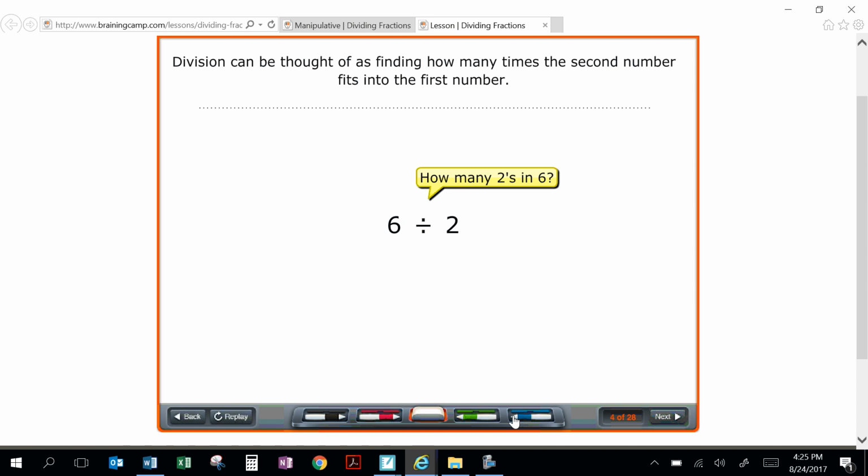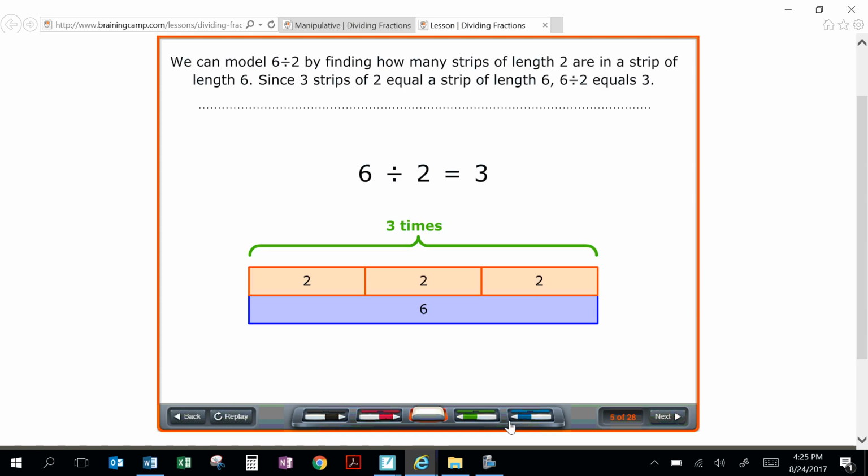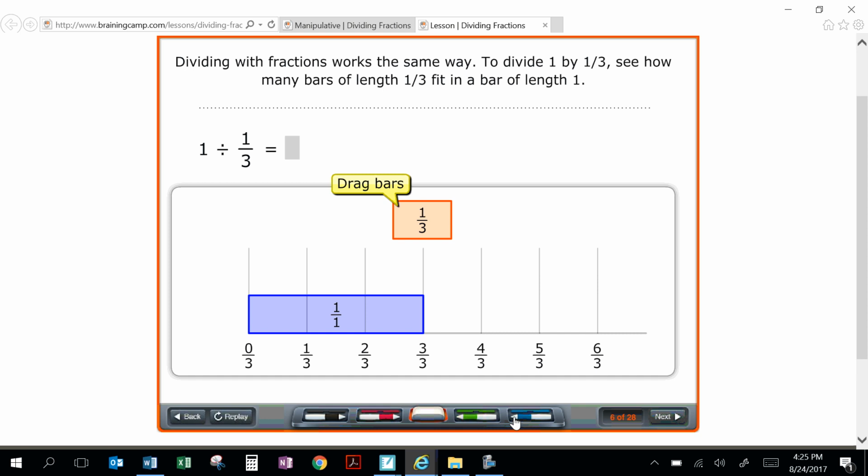Division can be thought of as finding how many times the second number fits into the first number. So how many 2s go into 6? We can model 6 divided by 2 by finding how many strips of length 2 are in a strip of length 6. Since 3 strips of 2 equal a strip of length 6, 6 divided by 2 equals 3. And you can see how many groups of 2s go into 6: 3 times. Dividing with fractions works the same way.